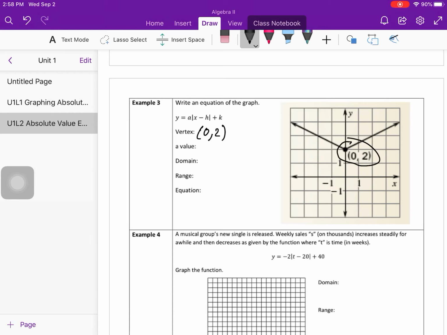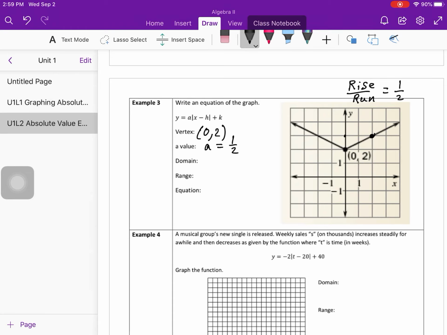The a value. For once we're going up, this is opening up, so we know a is going to be a positive number. So let's just pick another point. I'm just going to pick this point right here. So rise over run, so it looks like we're going up 1 over 2. So rise over run is 1 over 2. So a equals positive 1/2 since it's opening up.